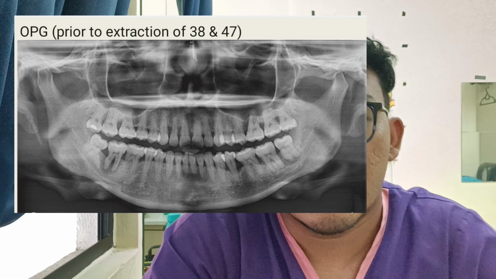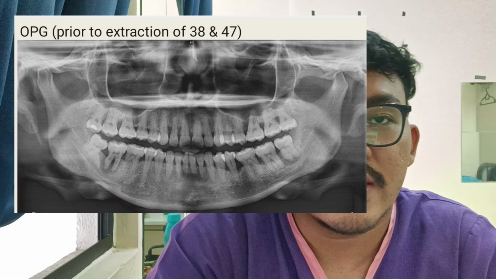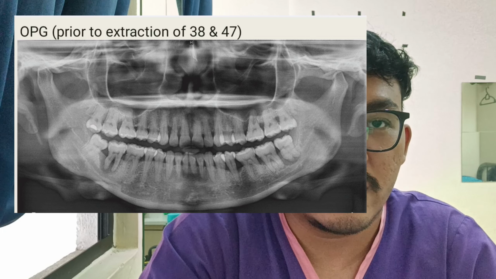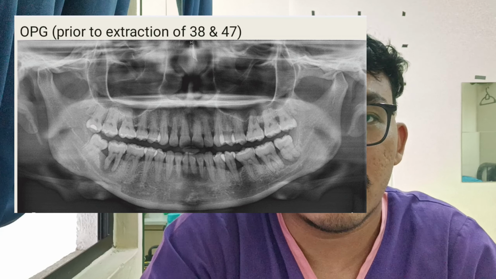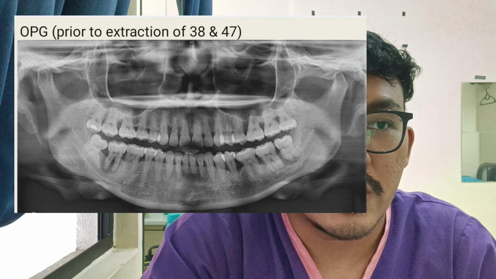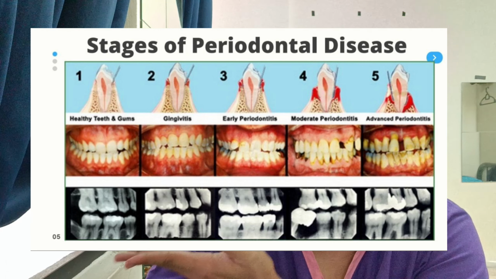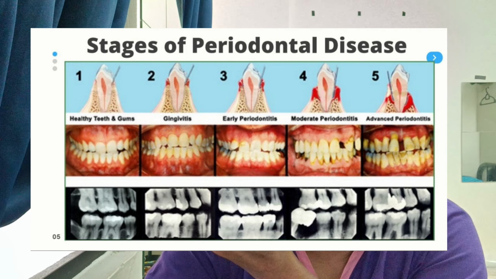in between the teeth. What bone loss does is make the gingivitis and periodontitis much worse, because the teeth do not have any support from the gingiva. As an example, I have provided a picture of the stages of periodontal disease here.